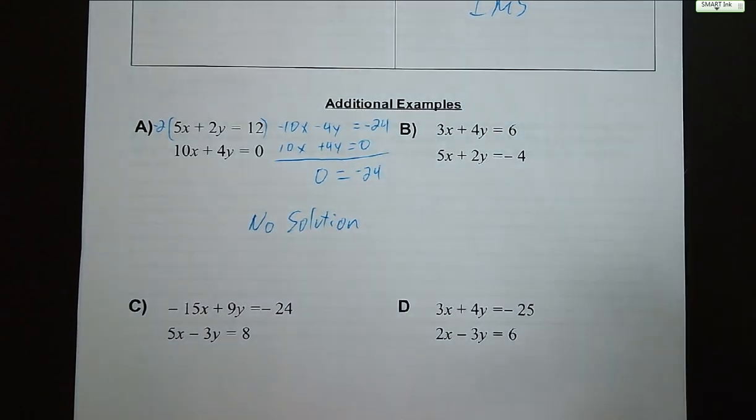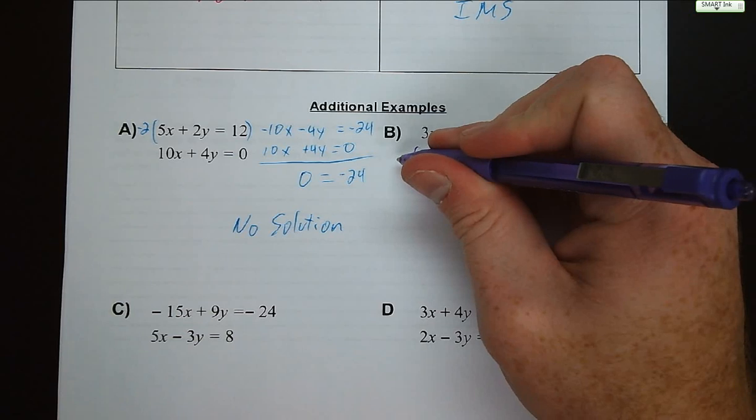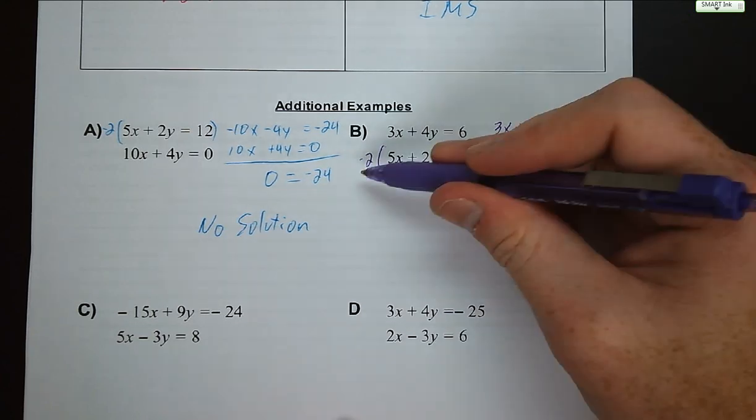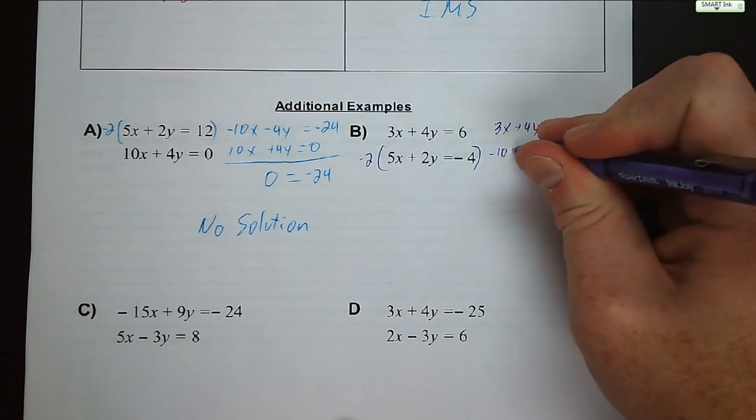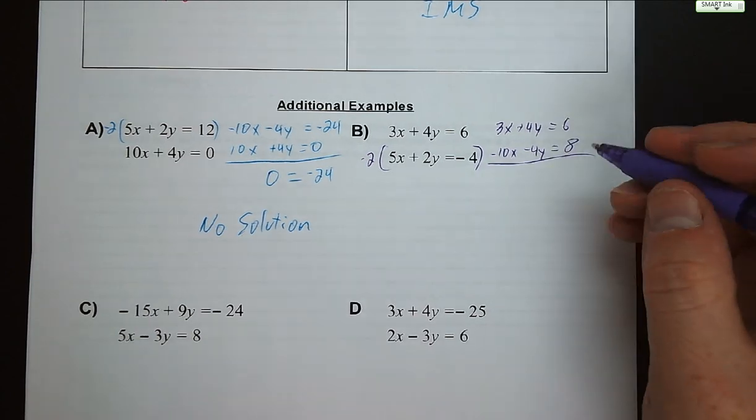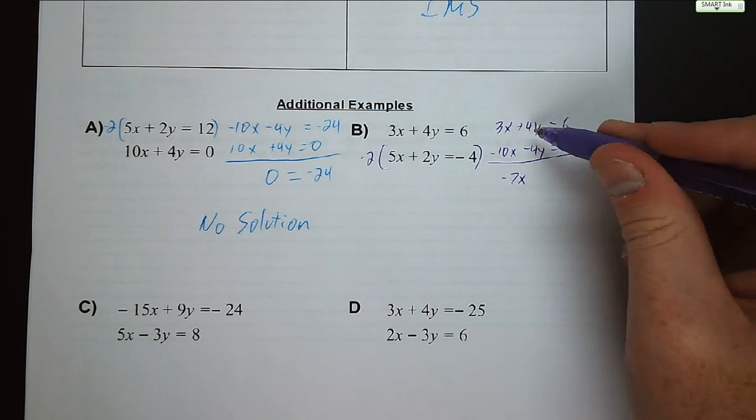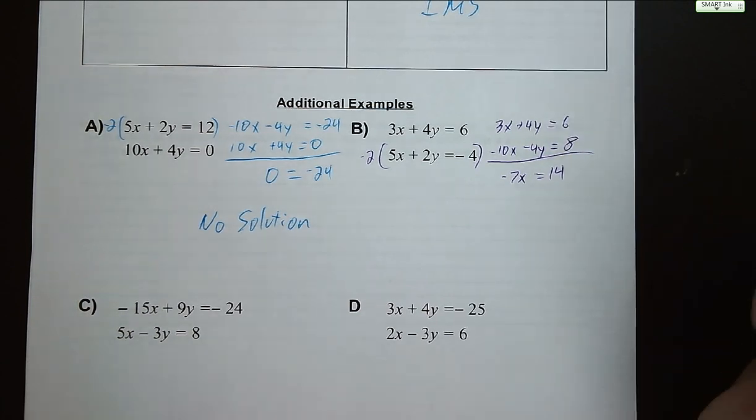Letter B. Looks like I just need to multiply my bottom equation by negative 2. So we rewrite our first equation, multiply our second equation by negative 2. So we'll have negative 10x minus 4y equals 8. Now, when we add these together, we find 3x plus negative 10x is negative 7x. 4y and 4y cancel out, and we're equal to 14. So notice, on this one, my variables did not cancel out. This is just like the problems we've been doing before. So this is going to have one solution.